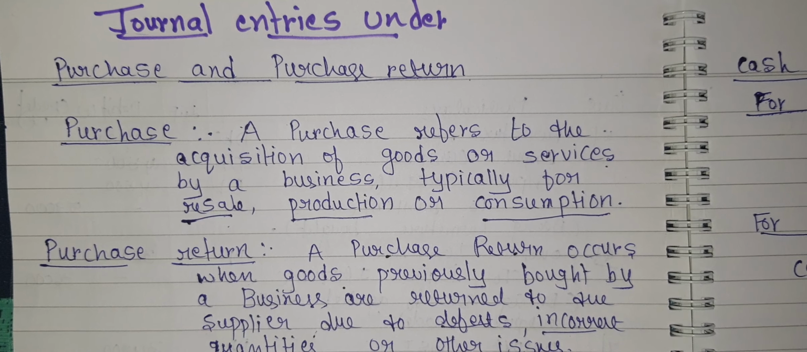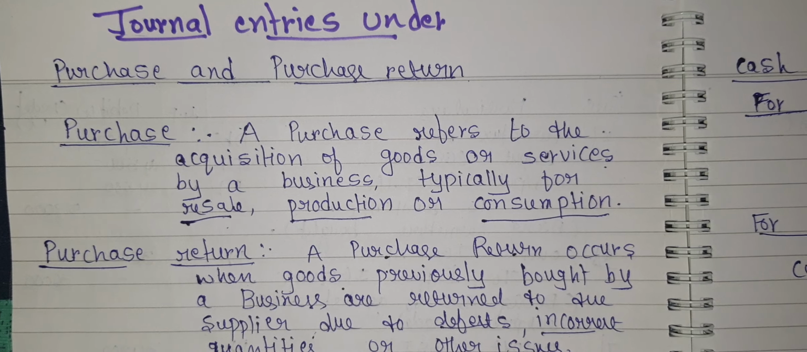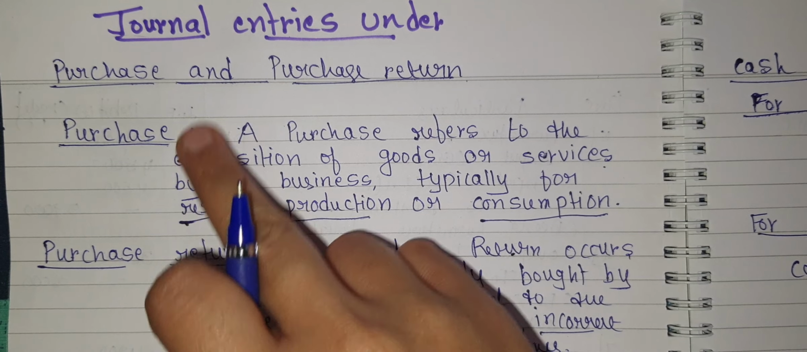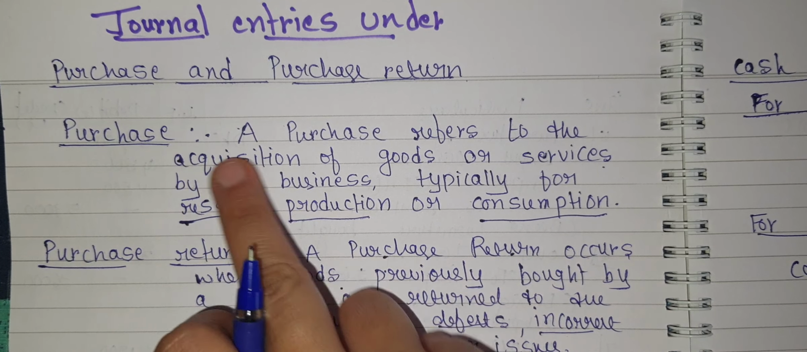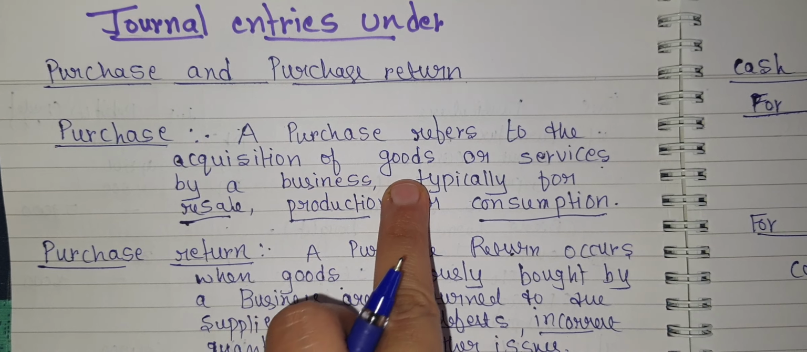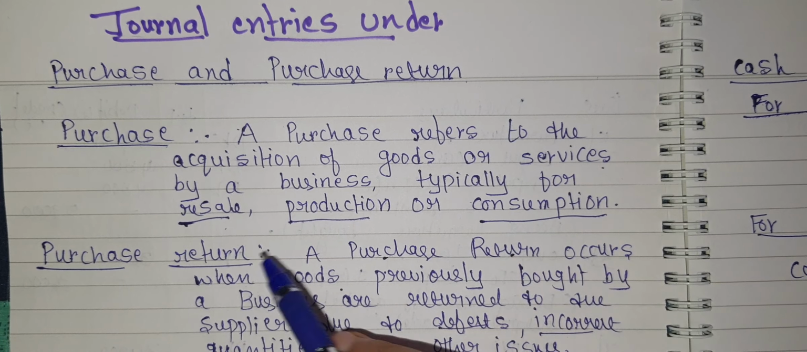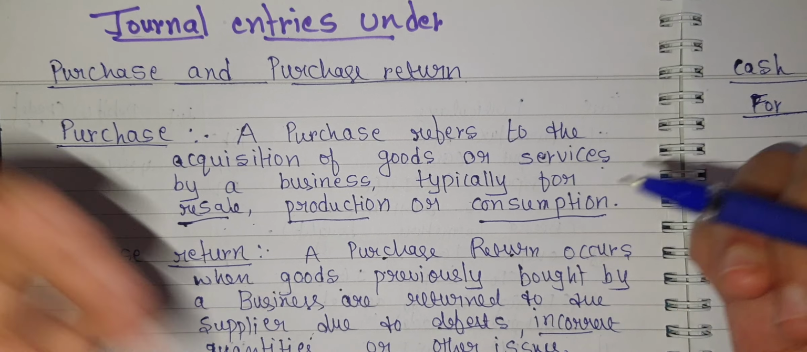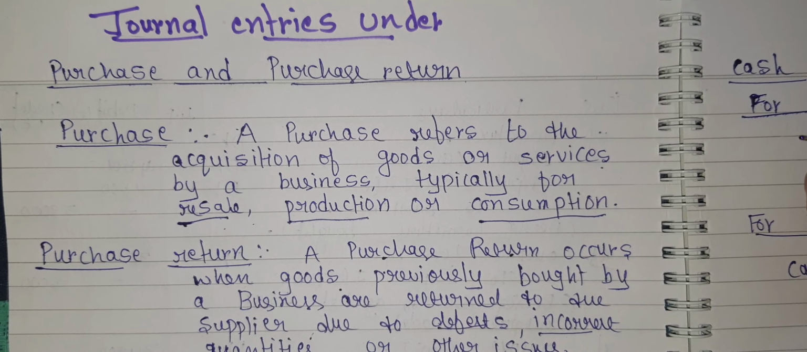Hello everyone. In this class, I am going to teach you about the journal entries that are passed under purchase and purchase return. First, we will see the meaning of purchase and purchase return. Purchase means acquisition of goods or services by a business, typically for resale, production or consumption. It is nothing but buying of goods or services for resale, production or consumption. This is the meaning of purchase.